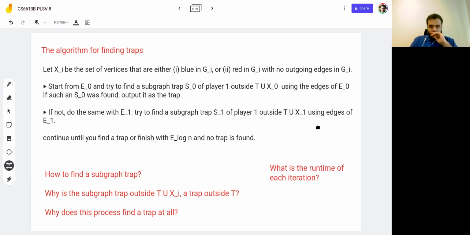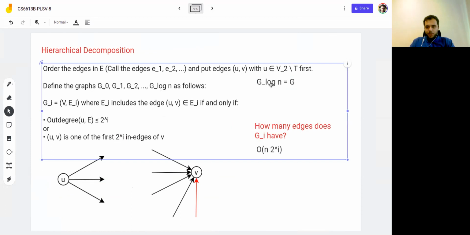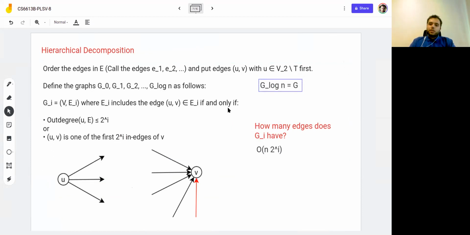And okay, so the next question is, why does this process even find a trap? Well, if you look at this process, it doesn't really seem like the process is doing anything smart at all. Because what are we doing here? We are basically looking at several different graphs, the graph G0, G1 to G log n, and doing the trap calculation in each one of them. But, well, G log n is the same as G by definition, right? So I'm just doing all this extra work for nothing.